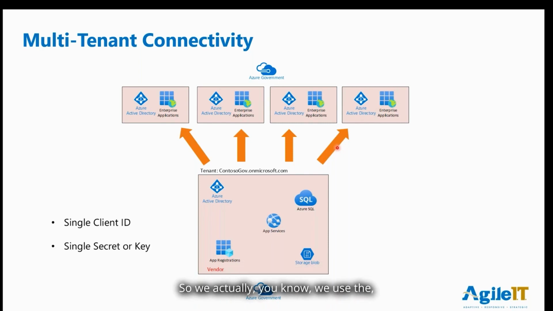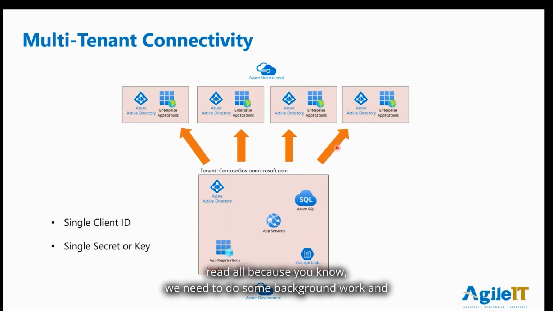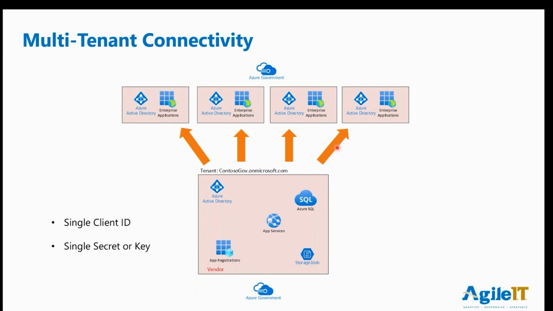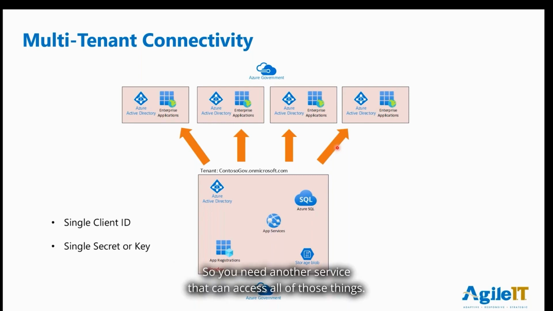So we want Teams and Sites read all because we need to do some background work, and the users that log in, they might even be like an IT admin, could have access to almost all of the SharePoint sites, but sometimes not all of them because they might have been carved out for some of the CUI data, which is common in a lot of compliance, not just GCC High, but other places as well. So you need another service that can access all of those things. Application access gives you all of that, which is awesome and frightening. So you have to pay close attention to it.